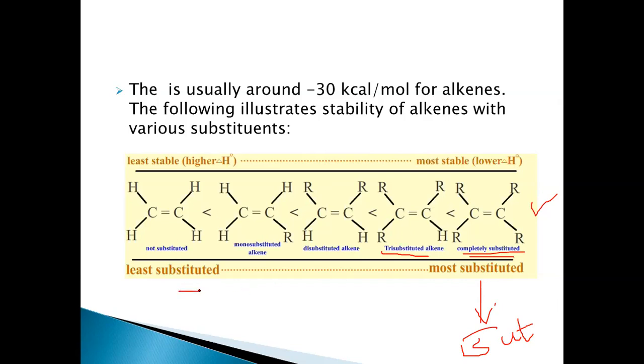So the heat of hydrogenation increases in this order, and the stability decreases in this order. As the stability increases, the heat of hydrogenation decreases. That means a lesser amount of heat is released when converting it into a product, because the energy associated with this reactant is less, because it is more stable.